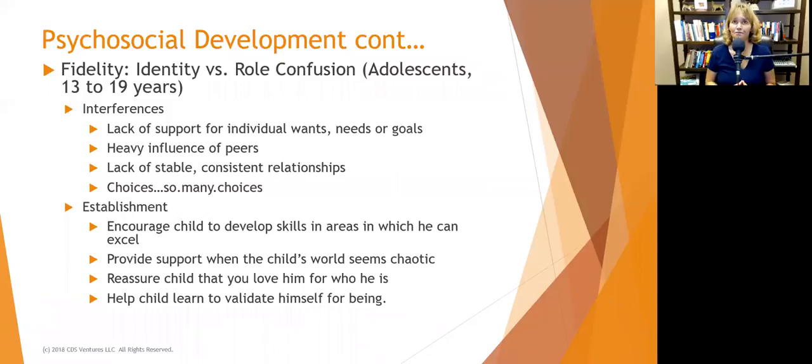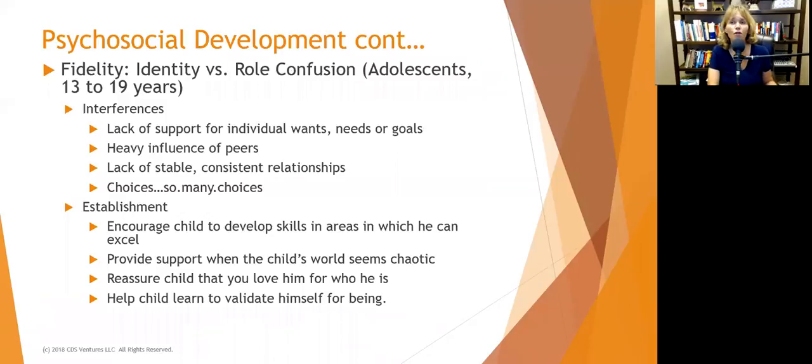So we need to help them develop a consistent relationship with themselves and with some good solid adult figures, and they're going to have their best friends, but we need to make sure that they've got some stable relationships that just aren't going anywhere, because sometimes BFFs go away. Encourage children to develop skills in areas they can excel.